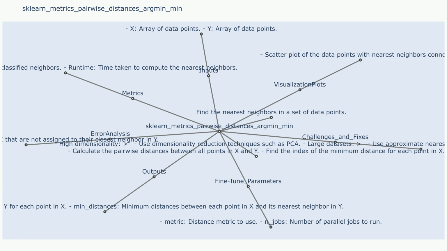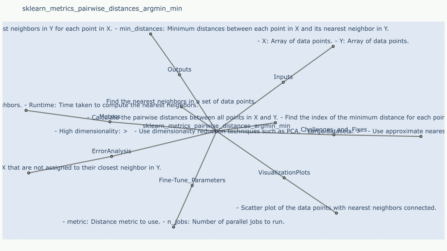Each element in argmin corresponds to the index of the closest reference point in Y for the corresponding input point in X. Min distances, a NumPy array containing the minimum distances between each input data point and its closest reference point. The ith element in min distances corresponds to the minimum distance between the ith input data point in X and its closest reference point in Y.